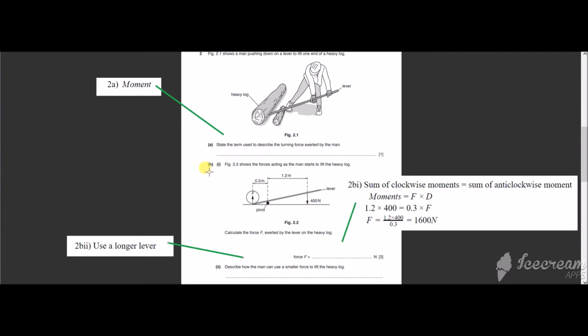So for B part 1, figure 2.1 shows the force acting as the man starts to lift the heavy log. So we have 400 newtons, the distance 1.2 meters from the pivot, 0.3 meter from the pivot to the log. So calculate the force exerted by the lever on the heavy log. To solve this question, we should know that the sum of clockwise moments is equal to the sum of anti-clockwise moments.